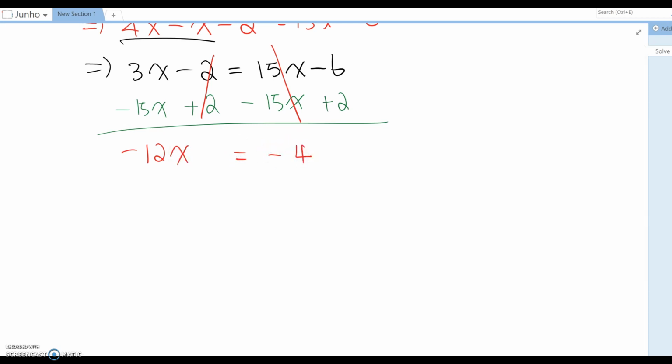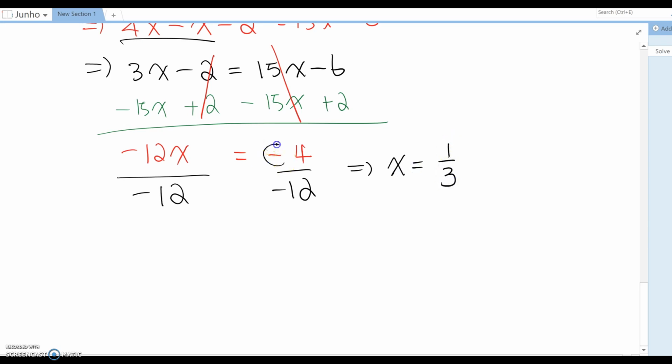Now you divide by negative 12, then the answer x becomes 1 over 3. Remember, negative divided by negative becomes positive. So I didn't write any sign in here. Without a sign means a positive number anyway. Okay?